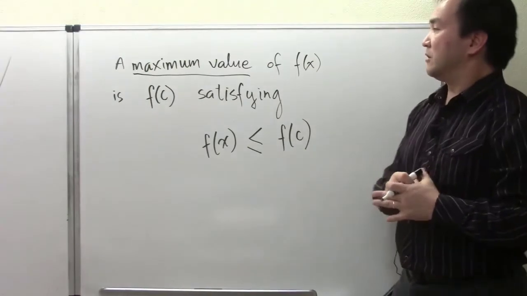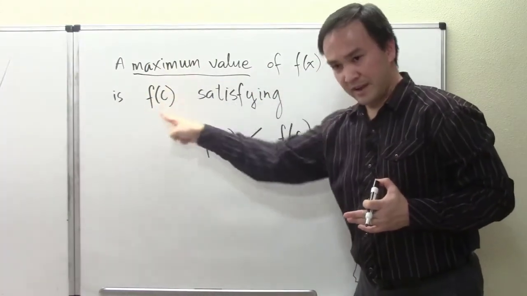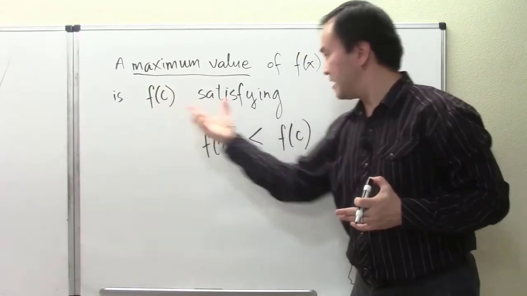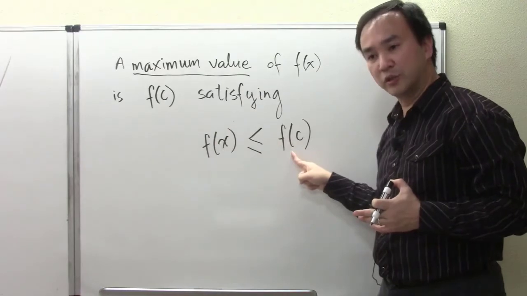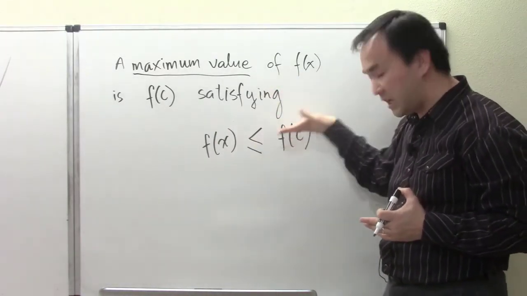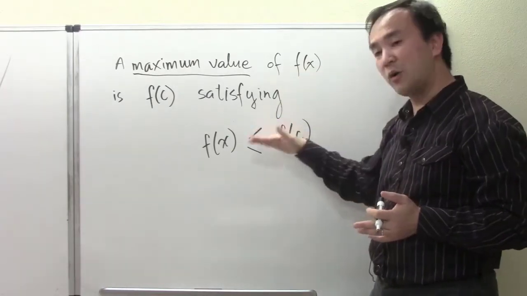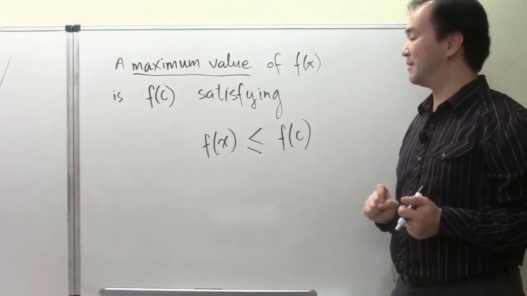Okay, so a maximum value of f of x is, in the form of a function output right here, f of c satisfying f of x is less than or equal to f of c, indicating that we can reach that. We can be equal to that highest value. But otherwise, other than that, it has to be lower. And that's the whole point of being a maximum.